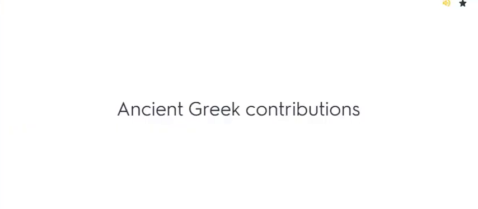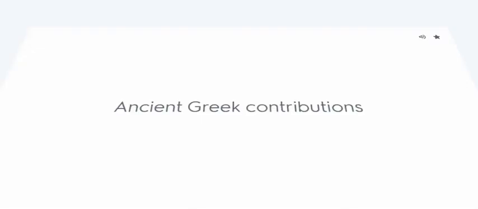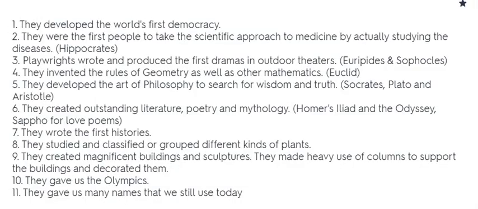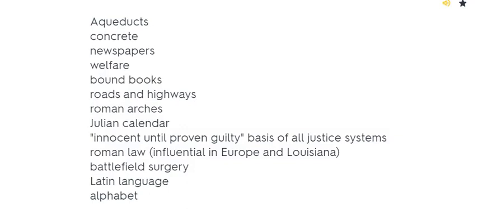Ancient Greek contributions. Major contributions of ancient Rome. Aqueducts, concrete, newspapers, bound books, roads and highways, Roman arches, Julian calendar, innocent until proven guilty, basis of all justice systems, Roman law, battlefield surgery, Latin language, alphabet.